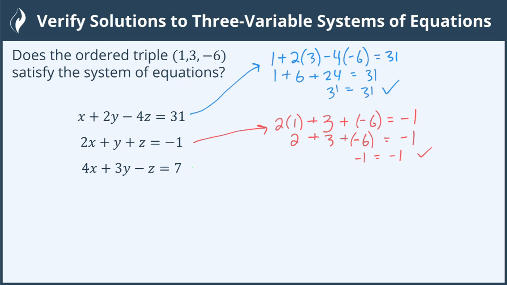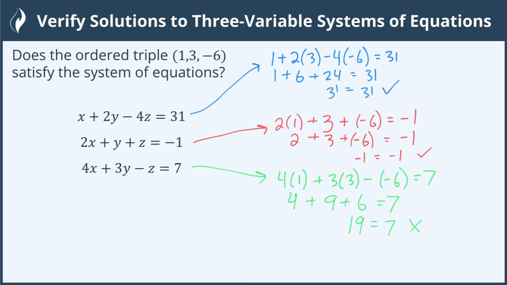Might be tempting to say, okay, yes, it is a solution, but we need to make sure it satisfies all three of those equations. So we're going to plug in a 1 for x, a 3 for y, and a -6 for z. Be careful with your signs there, and see if it equals 7. So 4 times 1 is 4, 3 times 3 is 9, minus and a minus is going to make a plus. So we get 4 plus 9 plus 6. Well, that is not 7, that's 19. We get 19 equals 7. Not a true statement, right?